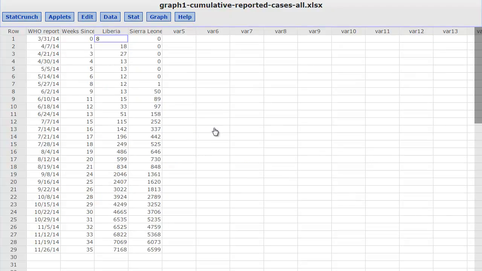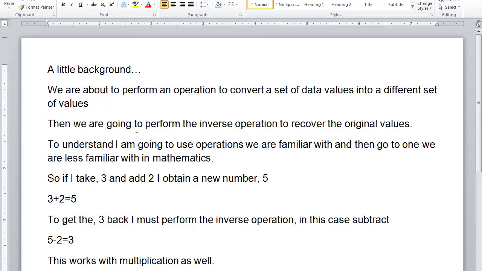Okay. And so now what I need to do to make it better is I need to convert the data in Liberia so that it is actually straight, so that I can use an exponential regression. So I gotta convert the Liberia data. So what does that mean? Well, let me pull up this little thing right here.